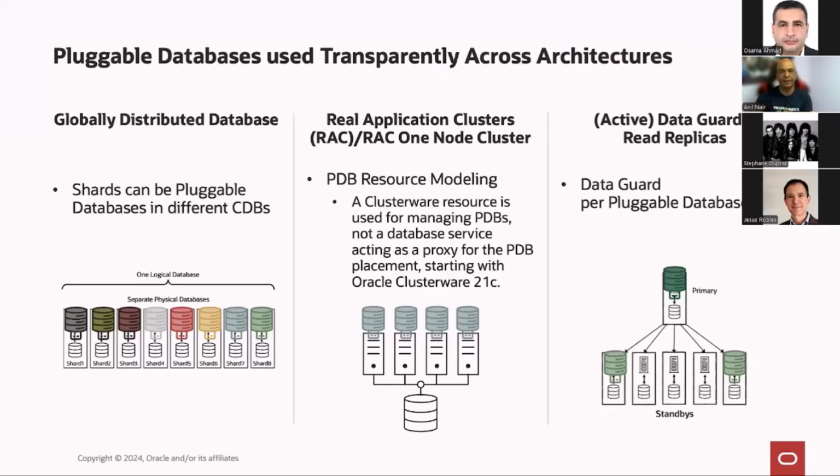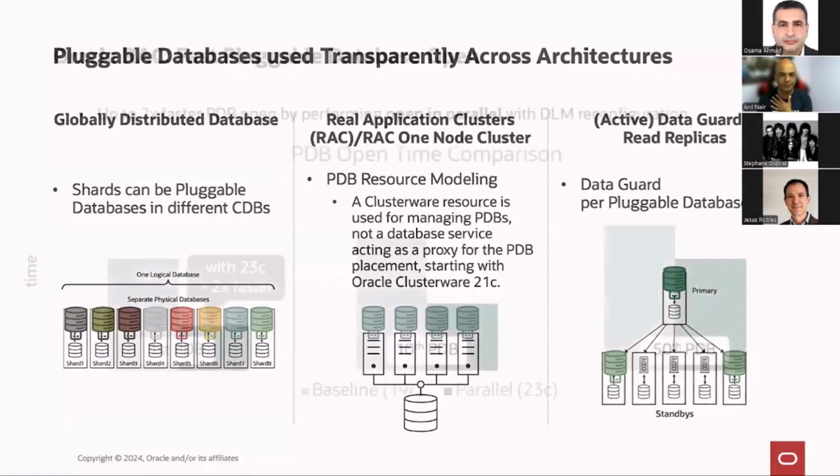So when you say, hey, PDB number 50, or service 50, is the one that I need you to open first, we'll make sure we follow that. All this resource modeling and these optimizations are there for you for RAC and RAC One Node. On the right-hand side, with Active Data Guard, we can provide you read replicas. We also provide you something called Data Guard per pluggable database, and I talk about it in a subsequent slide.